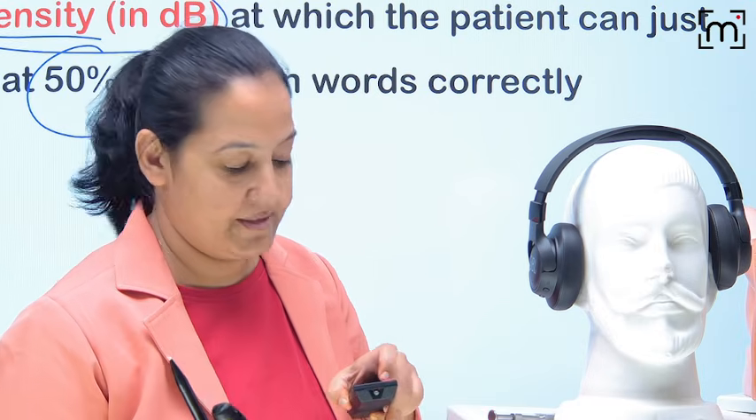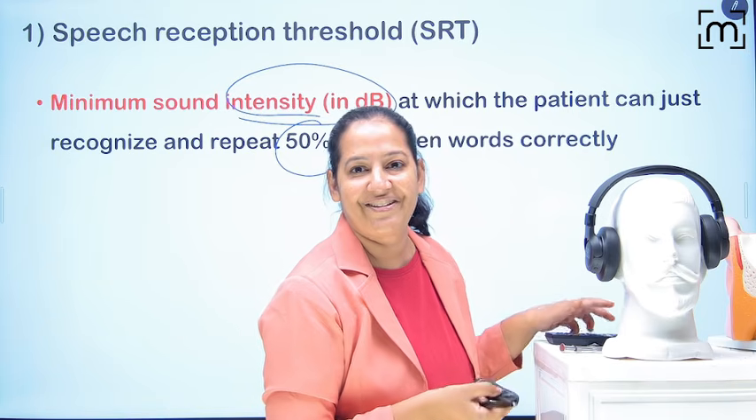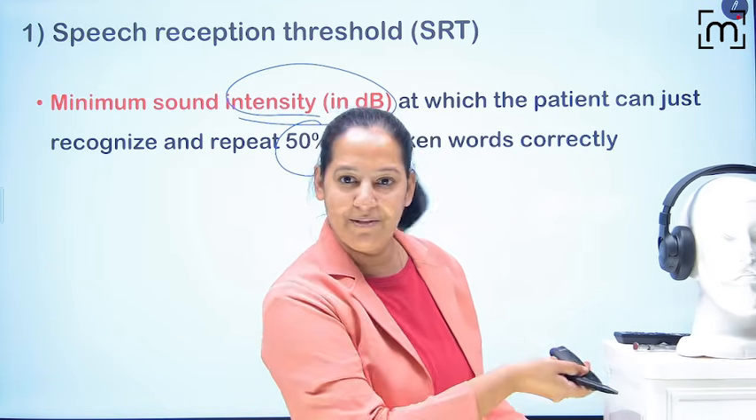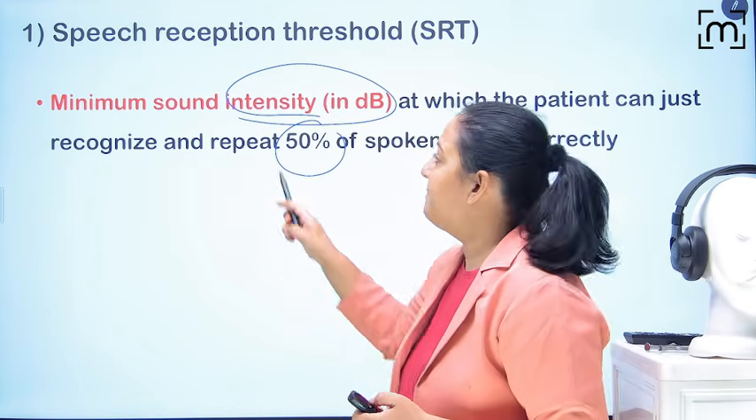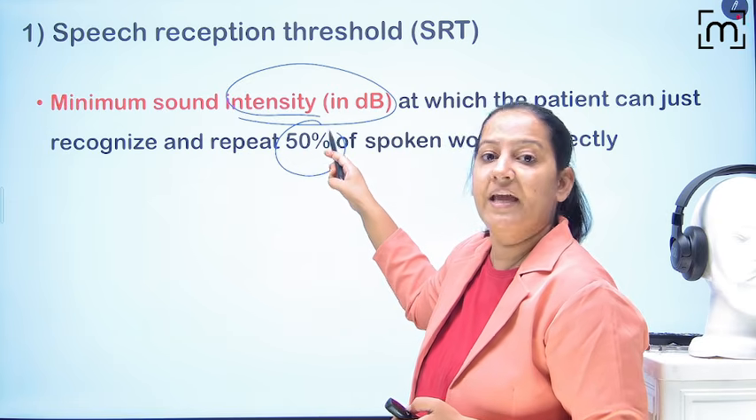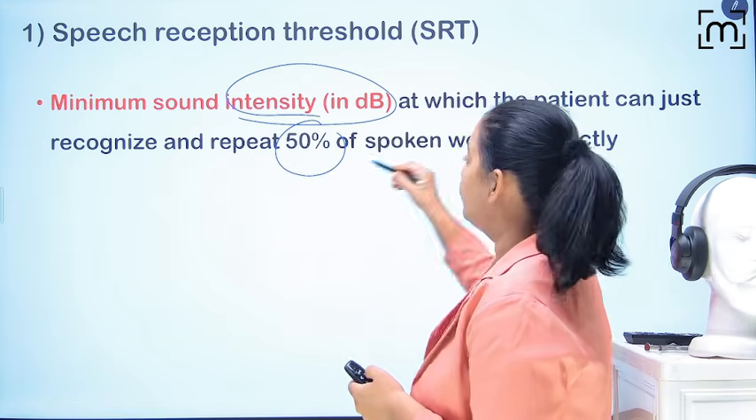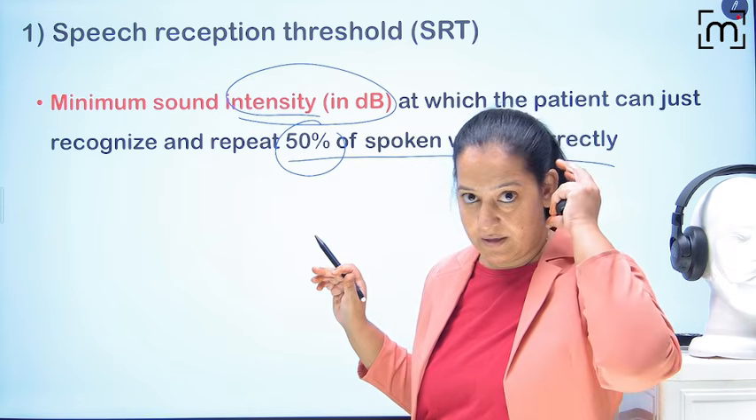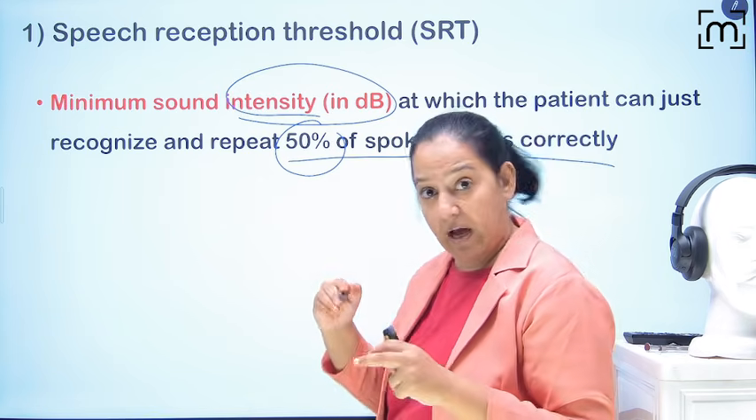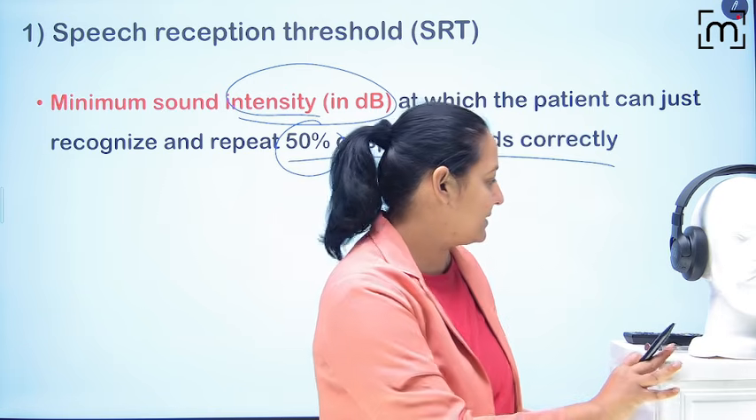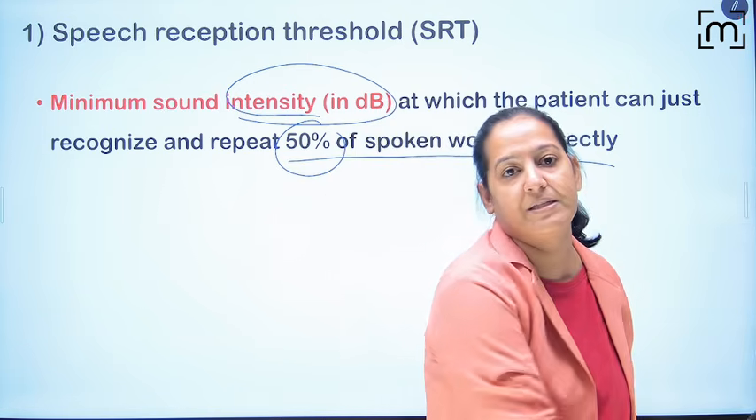The same thing is written in front of you. Read it now. Let's keep this here only. It is the minimum sound intensity, in decibels, at which 50% of the words spoken here are said correctly by the patient. So this threshold, this intensity, is known as SRT.